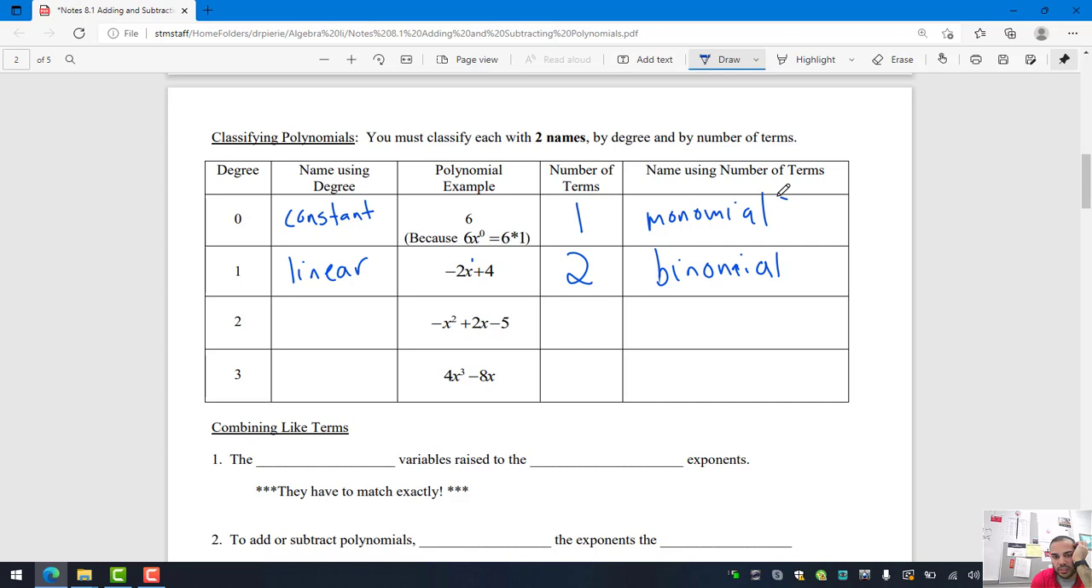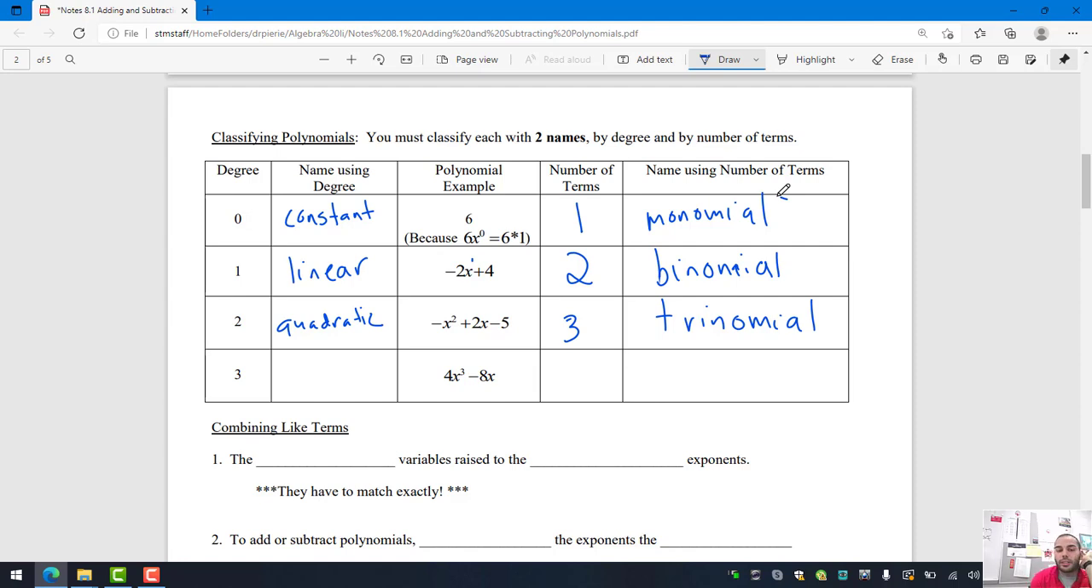Let's keep going. For the next one, we see negative x squared plus 2x minus 5. The degree of this polynomial is going to be 2. It's the highest exponent that we see. If the highest exponent you see is 2, we call this a quadratic. Might have thrown that word at you before, but if your degree is 2, it's called a quadratic equation. This one, though, if we count the number of terms, there's 1, 2, 3 terms. 3 terms means it is a trinomial. Once again, tri means 3, bi means 2, mono means 1.